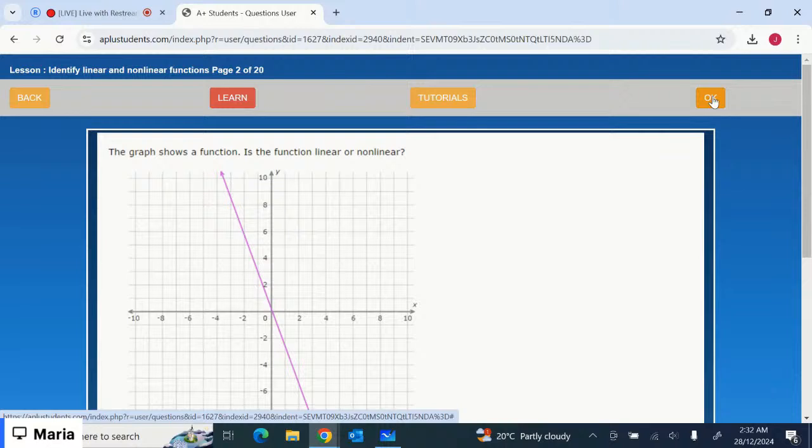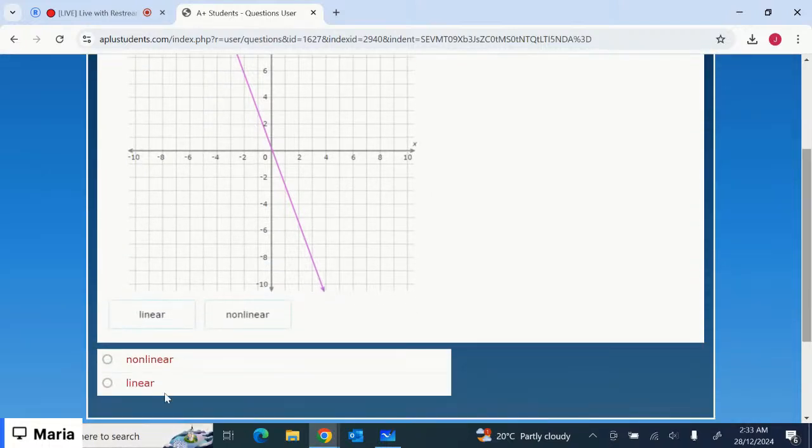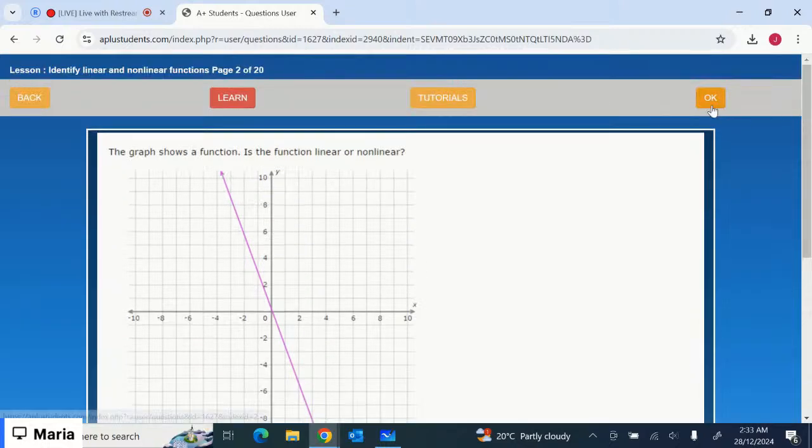The graph shows a function. Is the function linear or non-linear? The graph of the linear function is always a straight line, so that is a linear function. Option number 2 is the correct option, that is linear function.